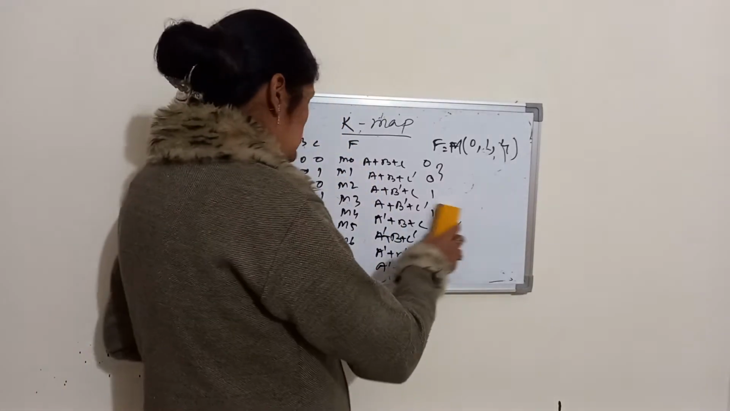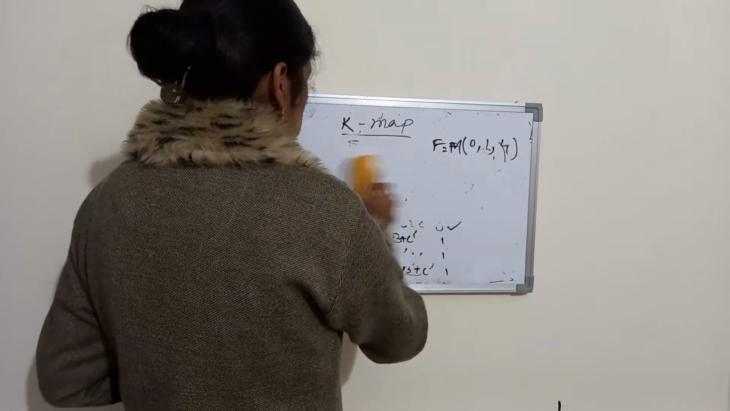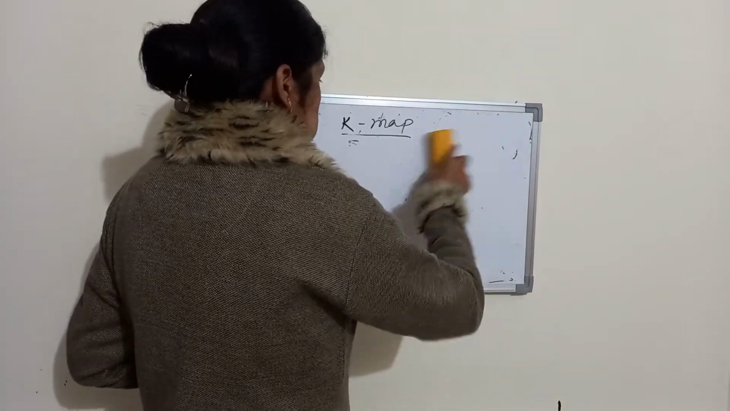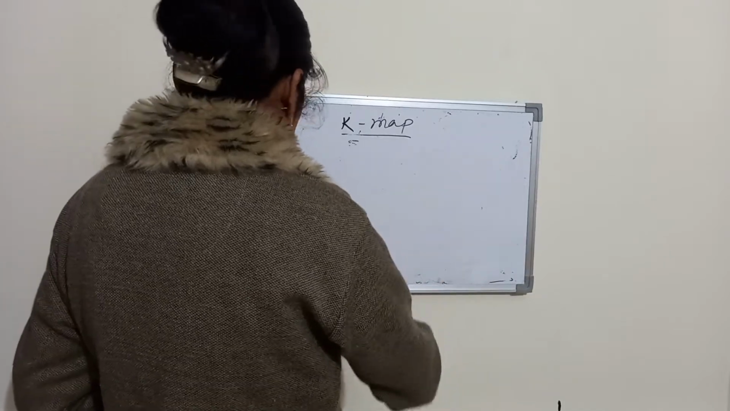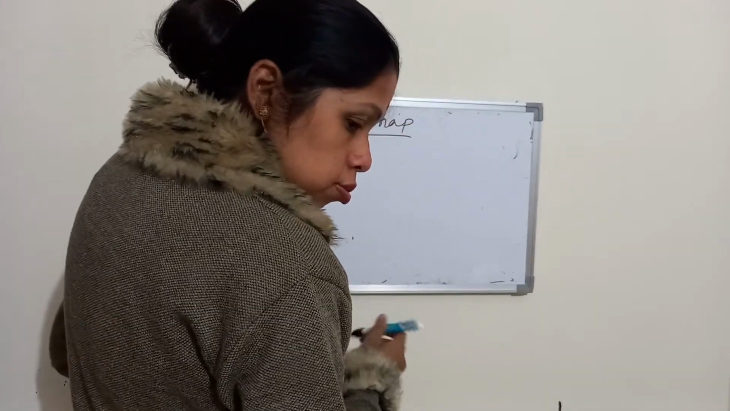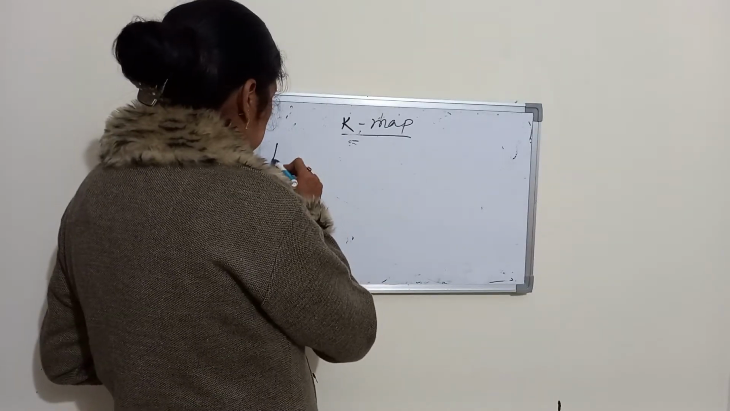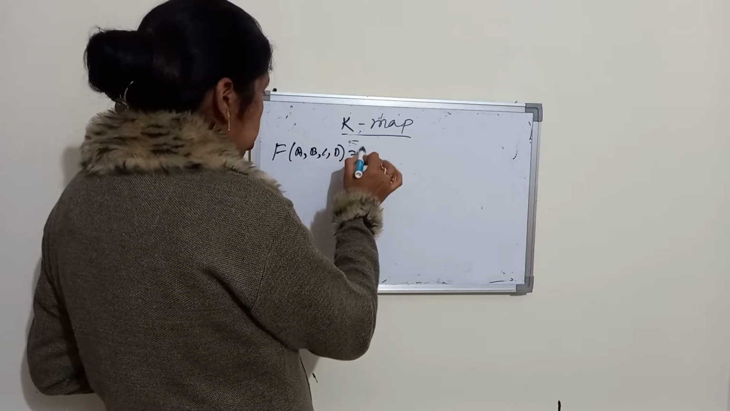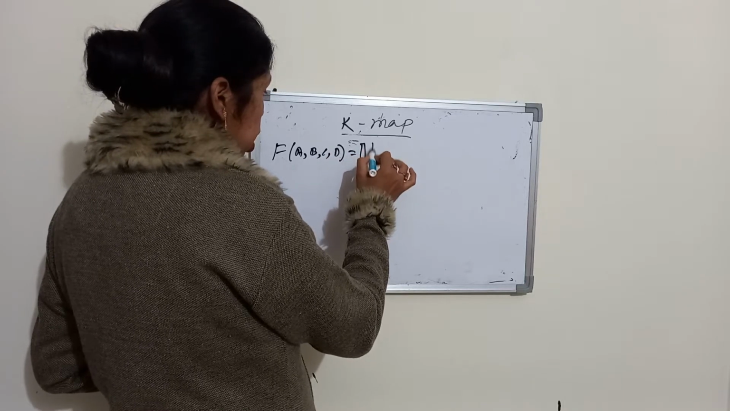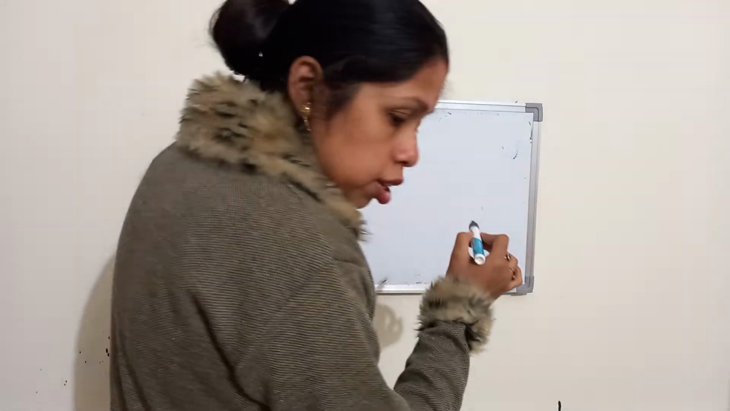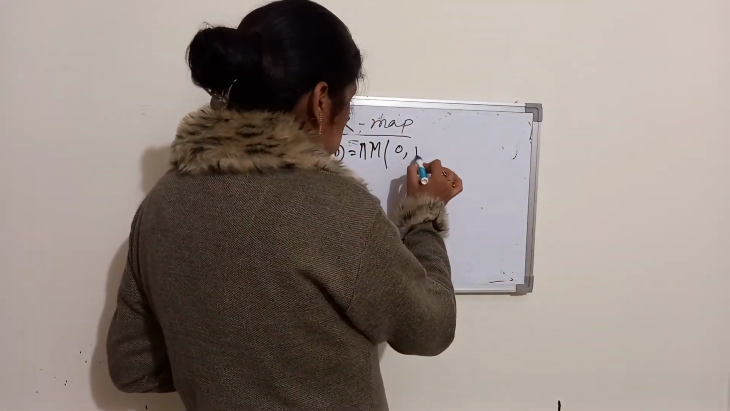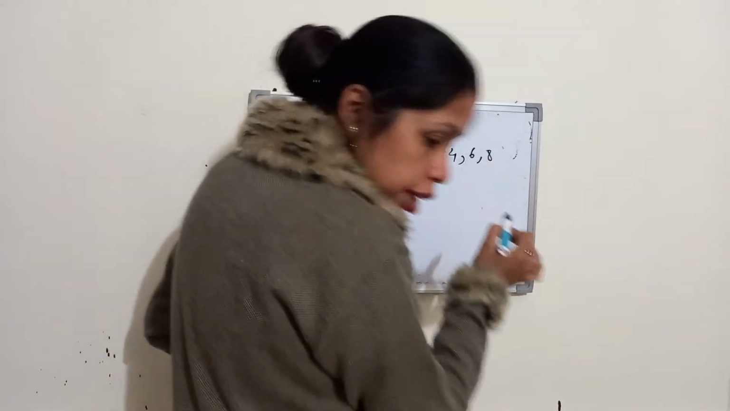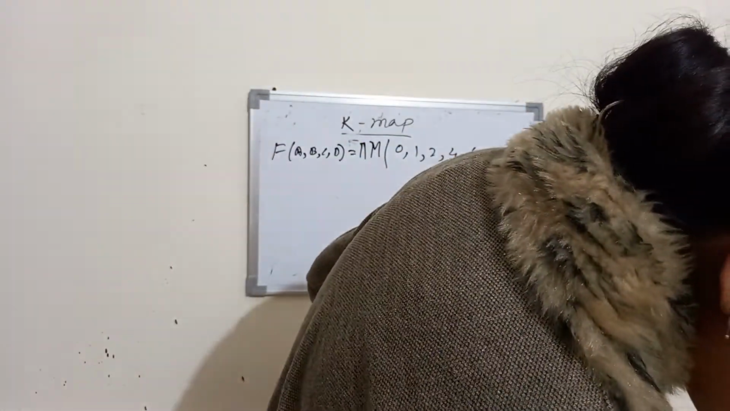So just now I'll show you. One expression I am writing: f(a, b, c, d) equals summation m(0, 1, 2, 4, 6, 8 and 9).